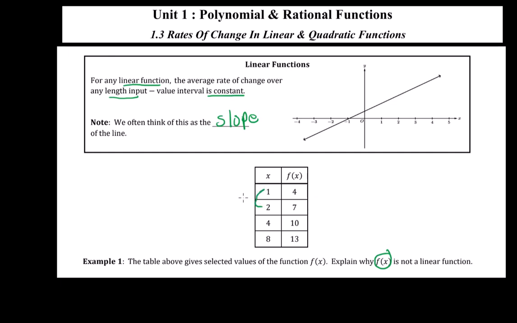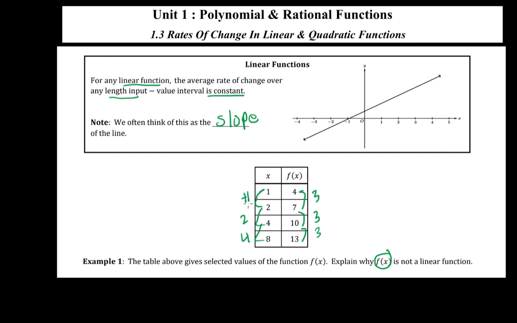2 minus 1 is 1, positive 1. 4 minus 2 is 2. 8 minus 4 is 4. As you can see, the differences of x are not the same. Let's do the difference of y. F of x is y. So 7 minus 4 is 3. 10 minus 7 is 3. 13 minus 10 is also 3. As you can see, the difference of y is always 3, and the differences of x are different.